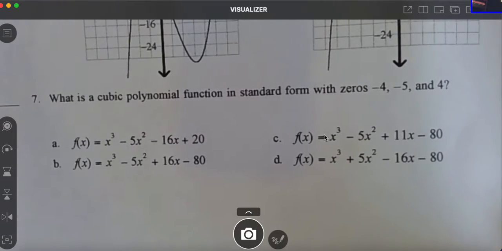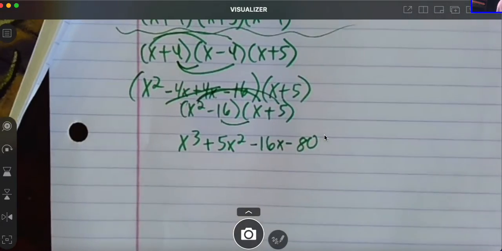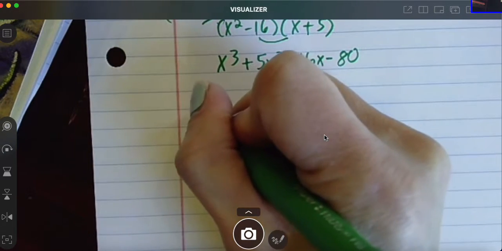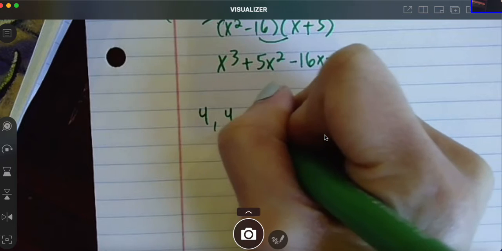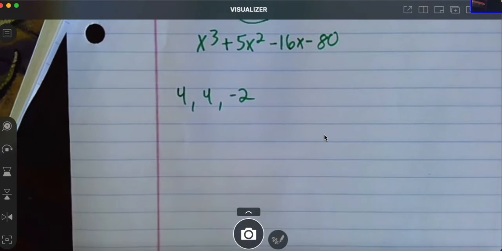That means the greatest power all the way to the end. Okay, I'll keep that one here for a second. Let me just make up one. I'm going to say my zeros are 4, 4, and -2. I don't have a conjugate on this one. You're not going to have a conjugate, so it makes a little bit of extra step.